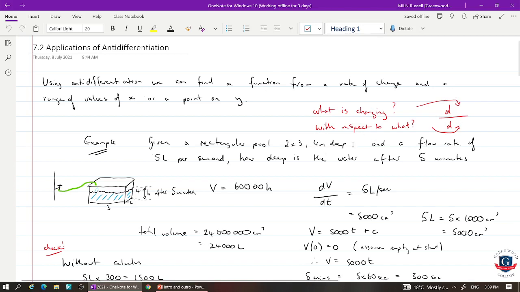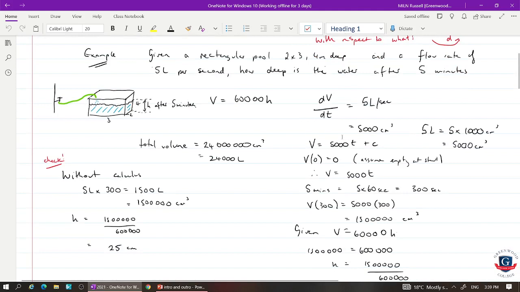So let's look at an example. Given a rectangular pool 2 by 3, that's the base, and 4 meters deep, that has a tap going into it with a flow rate of 5 liters per second, how deep is the water after 5 minutes? Now, we can do this really quickly without calculus, but we're going to do it using the calculus method, and then you can use that for more difficult examples later on.